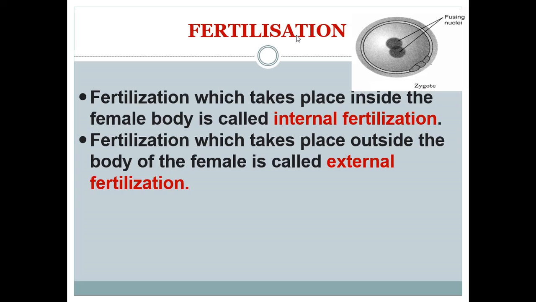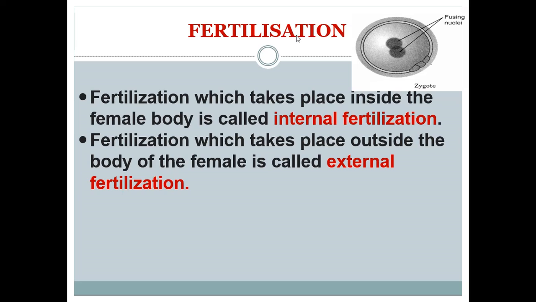The eggs are not covered by a shell. They are covered by a very thin layer of jelly, which holds the eggs together and provides protection to them. As the eggs are laid, the male deposits sperms over them, and each sperm swims in water with the help of its long tail. The sperm comes in contact with the egg.